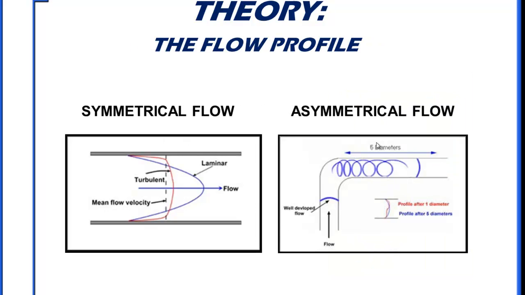Now another thing an ultrasonic transit time flow meter needs is a certain amount of straight run of pipe. So in this case we have 10 to 15 pipe diameters as pictured on the left hand side. This is referred to as a symmetrical flow profile. We'll have a bunch of elliptical shapes of flow here, but basically the flow in the center is the fastest and slowest near the pipe wall.